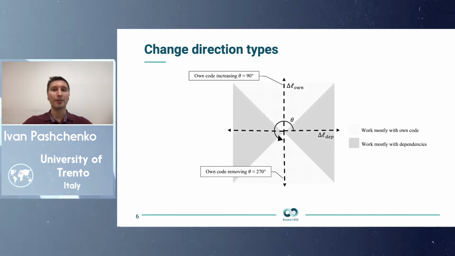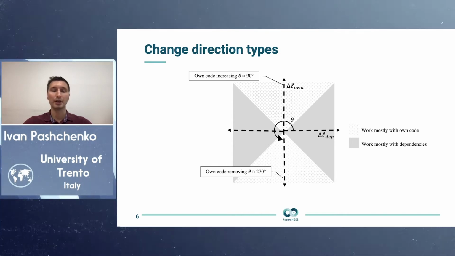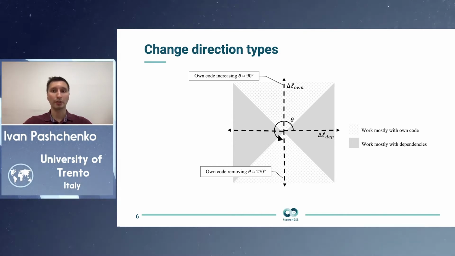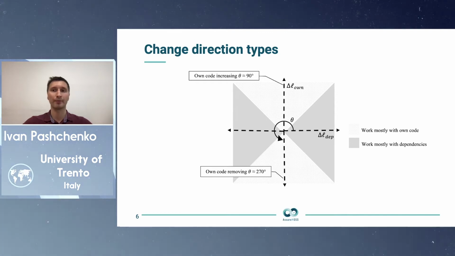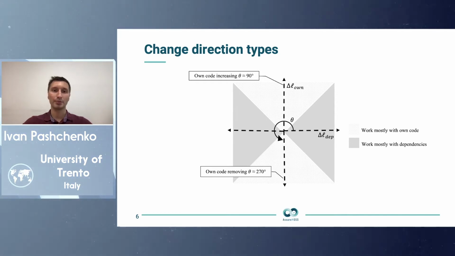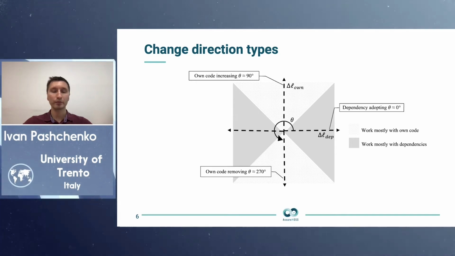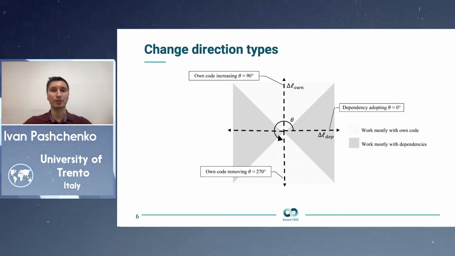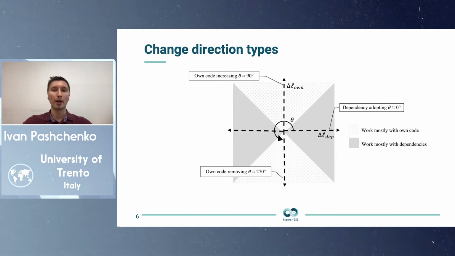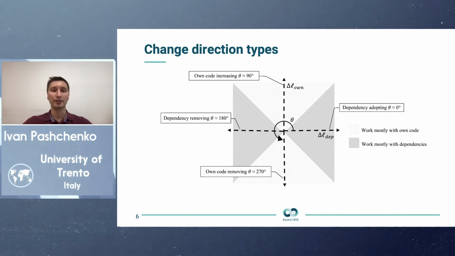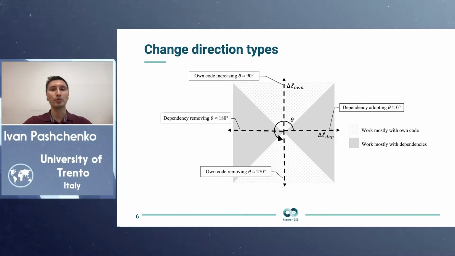Similarly, if theta is around 0 degrees or around 180 degrees, then developers are mostly working with project dependencies. If the value of theta is between minus 45 and plus 45, then developers mostly adopt new dependencies, while theta values around 180 degrees reveal that developers mostly remove dependencies from their projects.